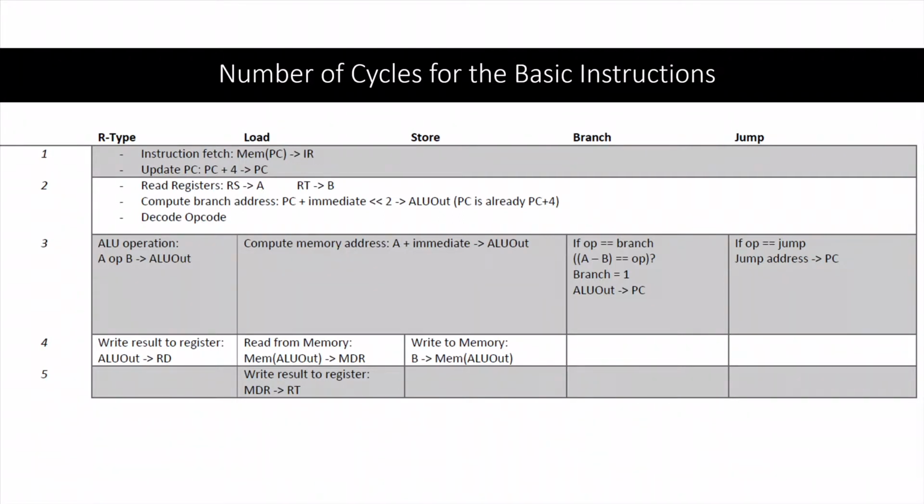In the first cycle, the instruction is fetched, so the data goes from the memory at the PC address to the instruction register, and the PC is updated to PC+4. In the second cycle, the RS and RT registers are stored at registers A and B respectively, and the branch address is computed, and the opcode is decoded.